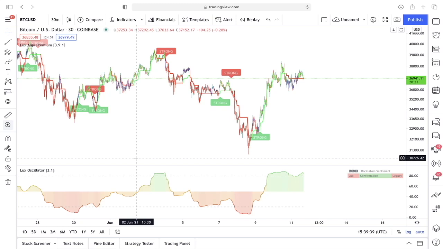Hello everyone, today I'm going to be walking you through a back-tested strategy that I developed using Lux Algo indicators. So as you can see here, I have basically three main features added to the chart.